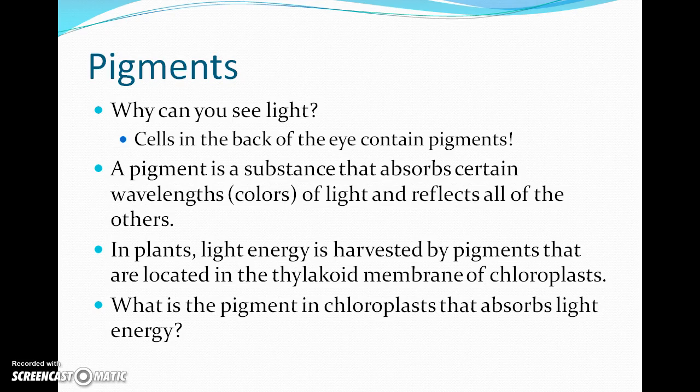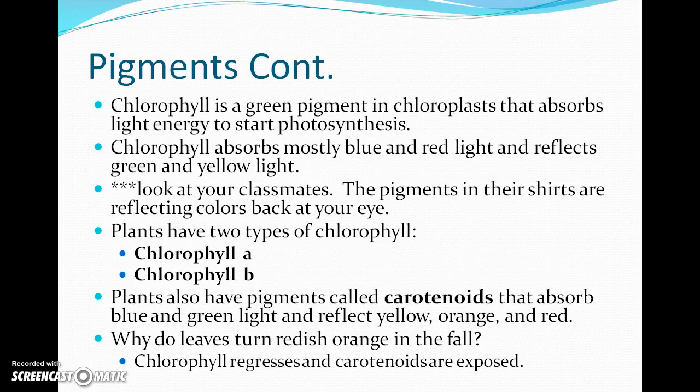In plants, light is taken in, absorbed by pigments that are located in the thylakoids in the chloroplasts. So what is that pigment in chloroplasts called? That's chlorophyll. Chlorophyll is green. It's in chloroplasts, which makes your chloroplasts appear green. And that is what absorbs that light energy. Chlorophyll absorbs mostly blue and red light, and it reflects green and yellow light. So the colors that you see are not being absorbed, they are being reflected back at you.